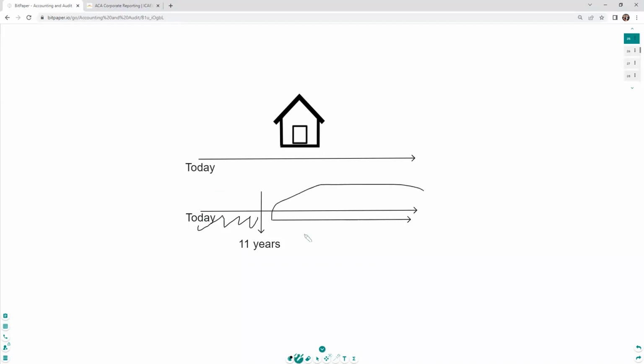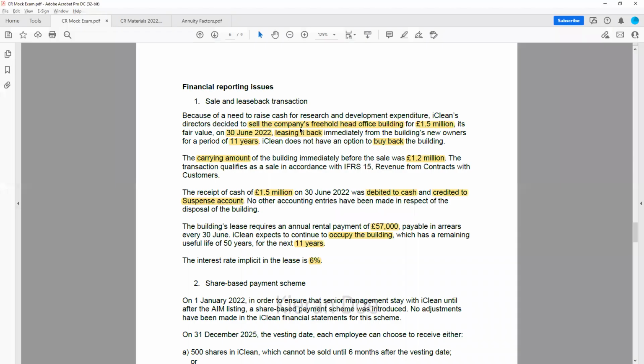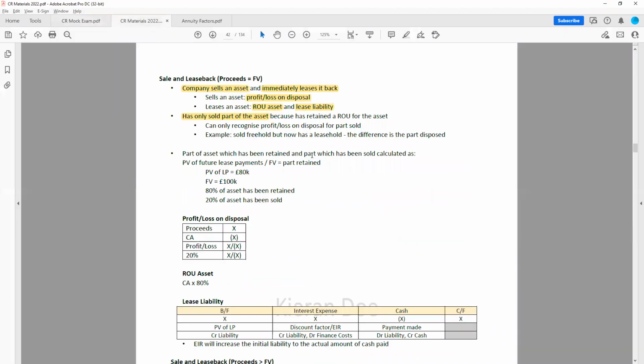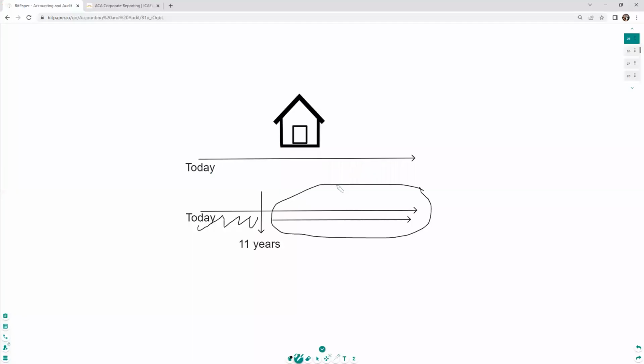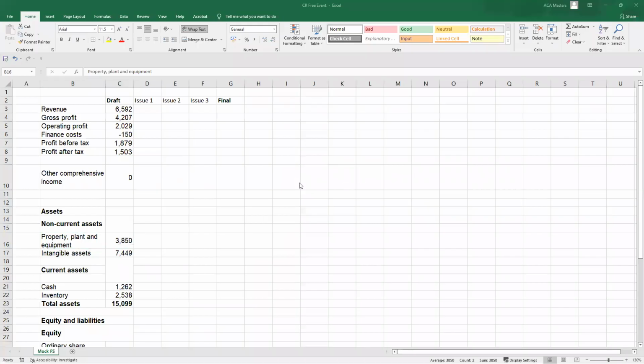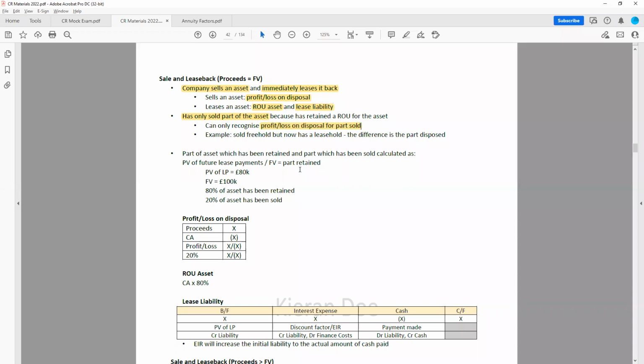So hopefully that makes sense, and we'll see why this is important when we look at that profit or loss on disposal. Because what happens is they can only recognize a profit or loss on disposal for the part that they've sold because they've retained part of it. So, that makes sense. They've only sold part of it. So they can only recognize a profit or loss on disposal for the part that they've sold.